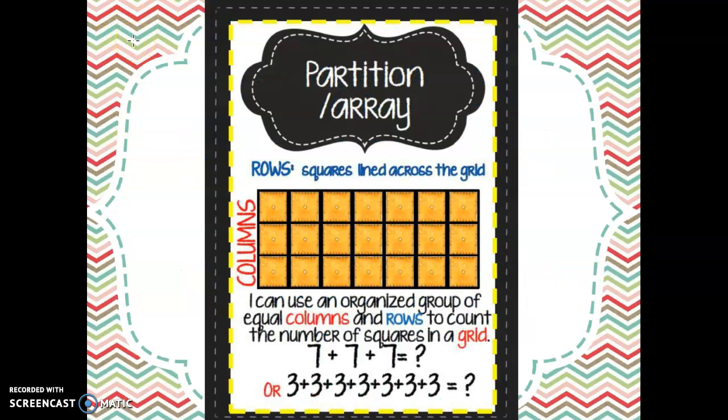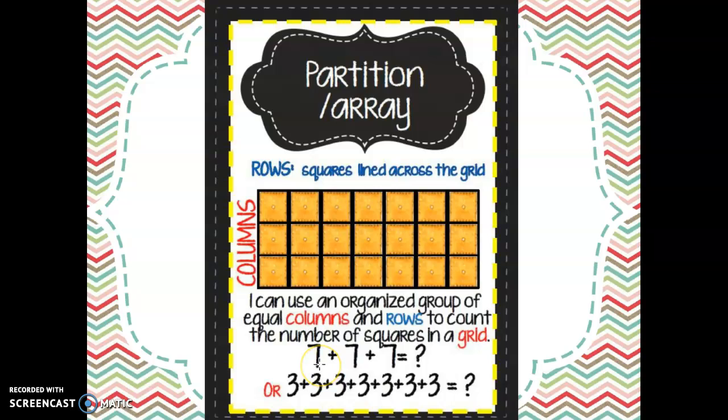First thing we're going to do is a little review and also talk about arrays. Remember the word partition? We learned about partitioning and we learned about rows and columns earlier this year. Rows are squares lined across the grid, so it goes across, and columns go up and down, okay? So we can see right now that these crackers are organized in 1, 2, 3 rows. That's why we have three rows.